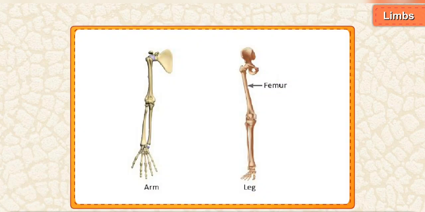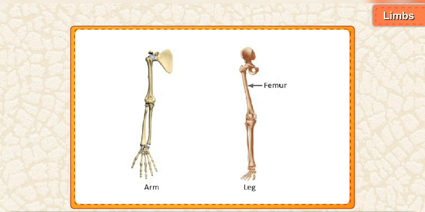Limbs. We have 2 pairs of limbs, forelimbs, arms, and hind limbs, legs. The upper arm has 1 long bone and the lower arm has 2 bones. The upper arm is joined to the backbone with the help of the shoulder girdle.